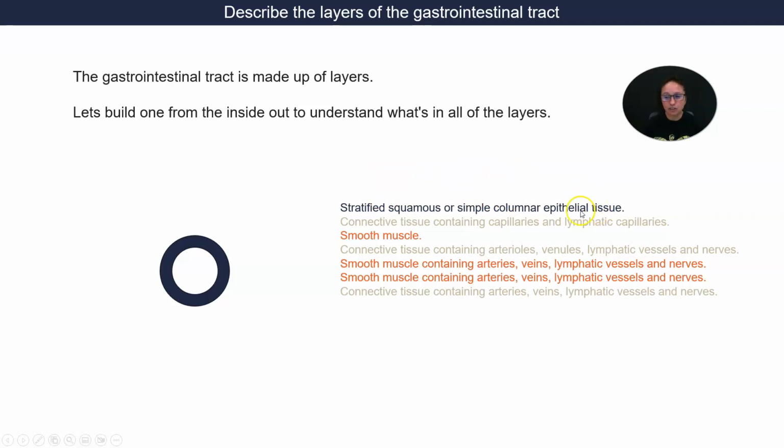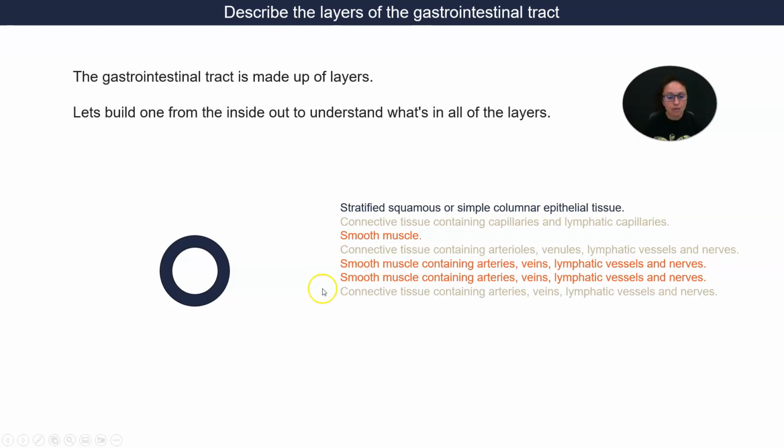We did epithelial tissue, so I want you to go back and add a couple of pictures here of what those cells look like. Remember, stratified squamous are like layers of flat pancake cells. And simple columnar means that the cells are sitting in one layer and they look like columns. So go back to 165 and make yourself a little picture to remind yourself what they were. So in that first layer, we have that or that, depending on where we are in the gastrointestinal tract.